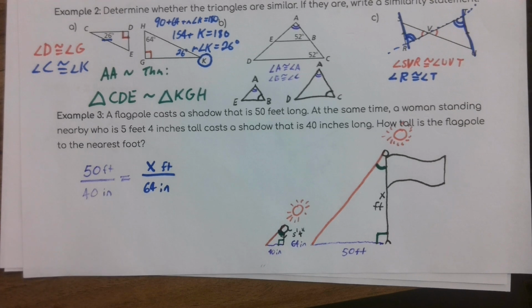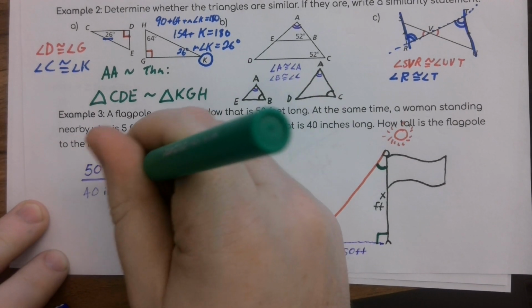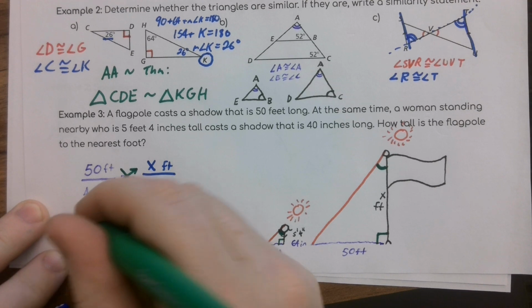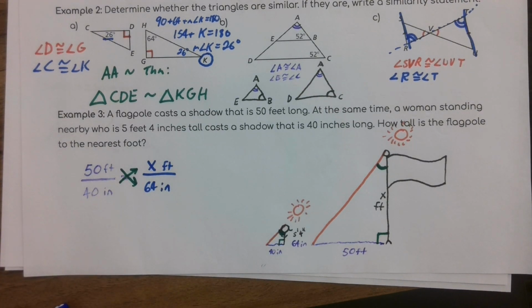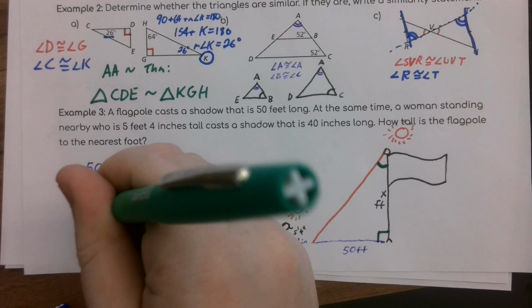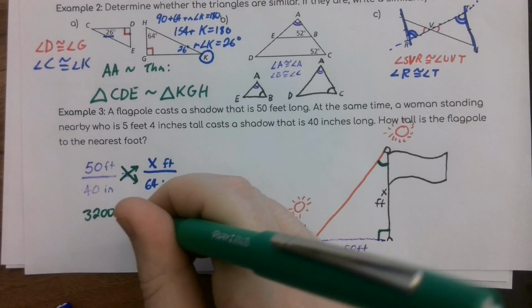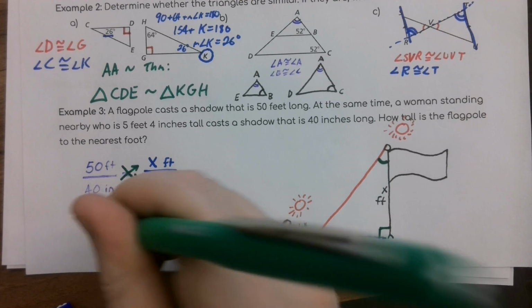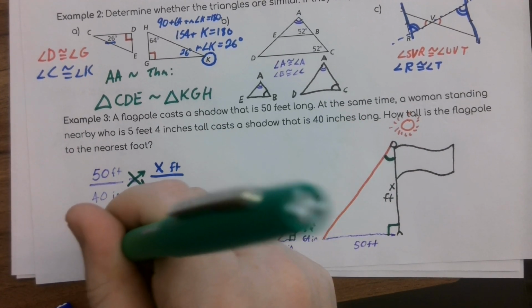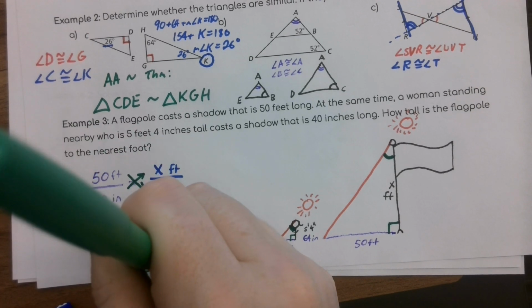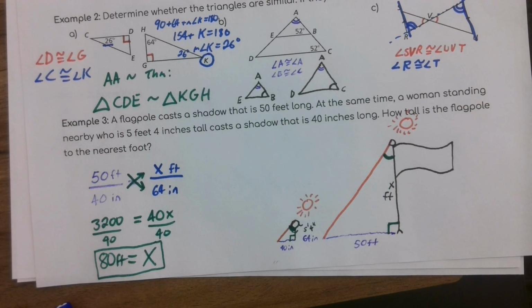So let's do it. Let's cross multiply. We can do 50 times 64 and 40 times x. 50 times 64 is a bit difficult, but we know that it's going to be 3,200. We have 40x, so we just have to divide both sides by 40. X equals 80 feet. And even if you converted everything in this problem to inches or everything in this problem to feet, you're going to get that the flagpole's height is 80 feet. I recommend trying it out if you don't believe me.